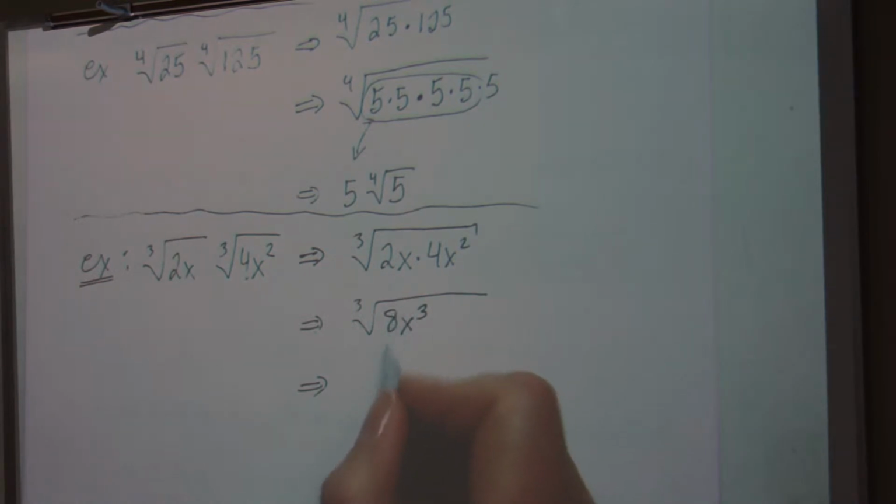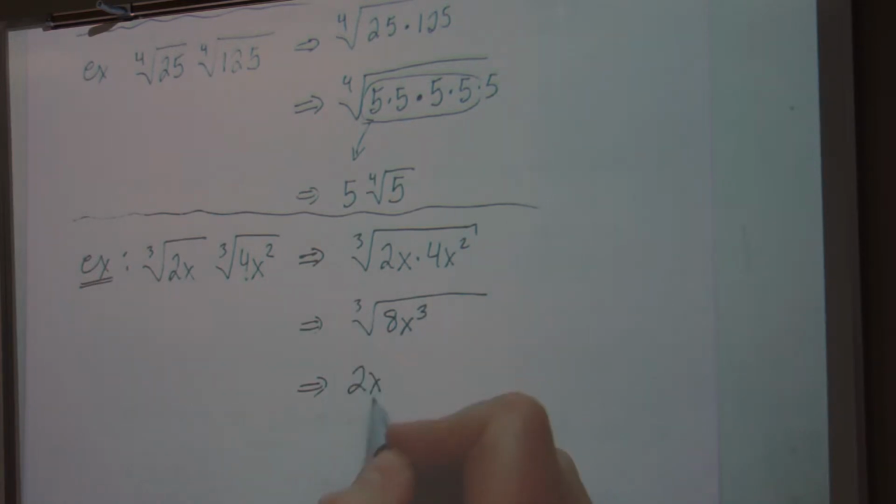What is the cube root of 8? 2. What's the cube root of x cubed? x, because 3 divided by 3 is 1. Notice that everybody is gone. The radical goes away because I took everything out. Don't leave me with like the square root of 2x. We popped all that stuff out. All right, how are we doing? Good. We're okay.